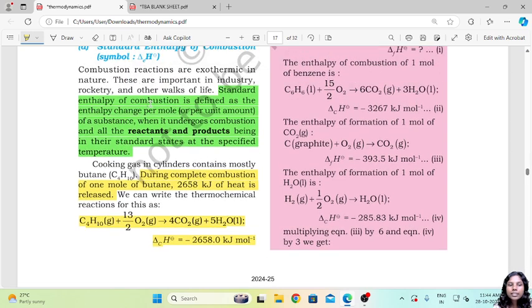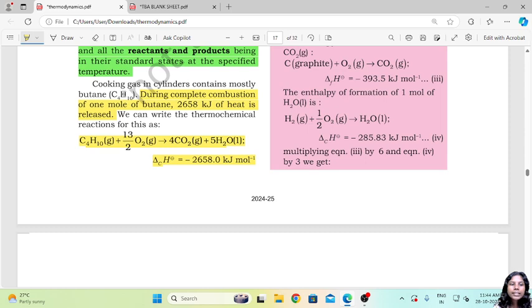So we are saying that whenever there is a substance, it is the enthalpy change that happens per mole of any substance when it undergoes combustion, and all of the reactants and products have to be in their standard states at a specified temperature. An example of this would be: during complete combustion of 1 mole of butane, 2658 kilojoules of heat is released.